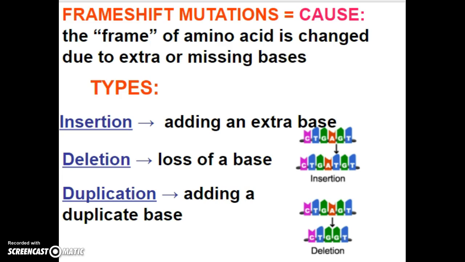What will happen is, because codons are read in a 3-letter sequence, when you start adding or taking away bases, that's going to cause the reading of the amino acid chain to be different. And that can cause some problems.